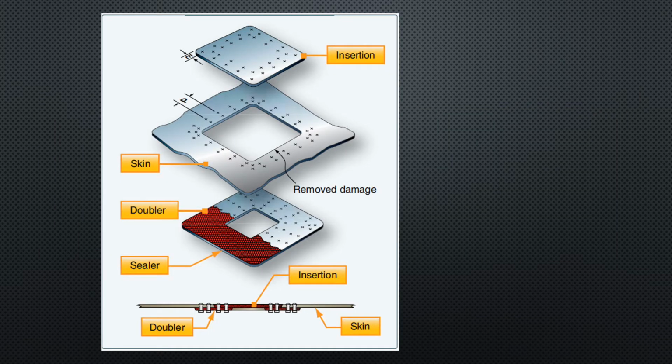This view shows the construction of the final repair. Our drawing is shown as an exploded view. Lay out a rivet pattern which maintains the strength and integrity of the area. In this example, the aircraft cabin is pressurized, so a sealer is applied between the doubler and the aircraft skin in order to maintain a pressure seal.